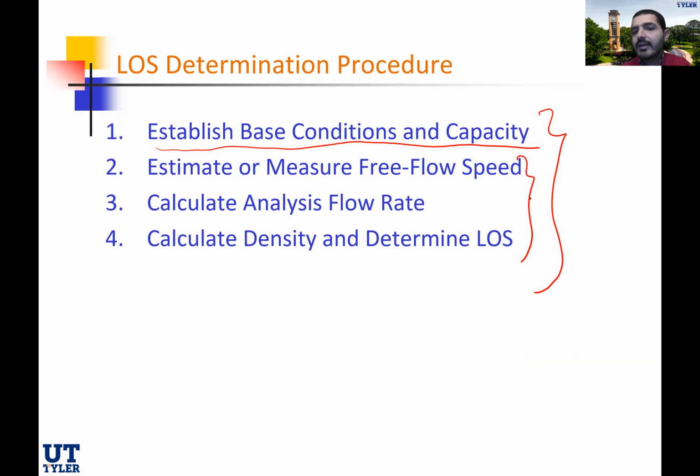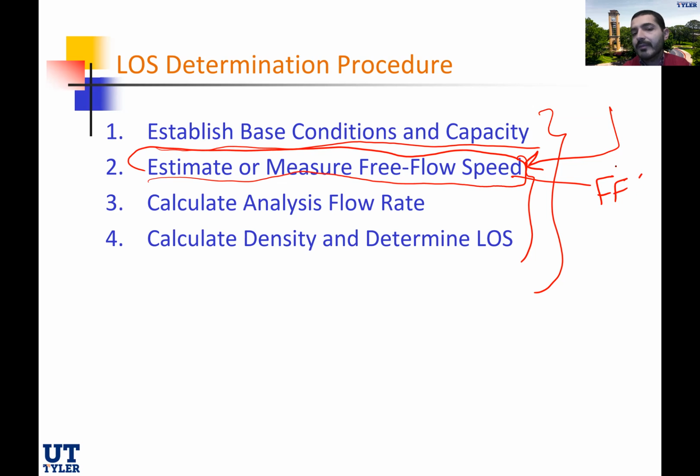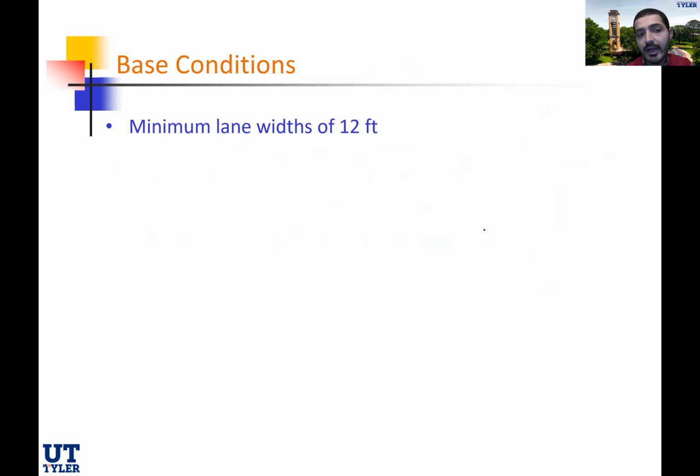multi-lane highway. And doing so, similar to what we did for freeways, we first need to estimate or measure the free flow speed, FFS. That's how we defined it last time. Then we need to calculate the analysis flow rate, which is the vp. And then we need to calculate the density and eventually determine the level of service. So let's go through the steps again and see the differences and similarities between level of service determination for freeways versus multi-lane highways.